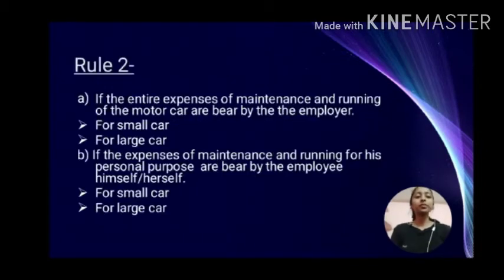The next rule, rule number 2, is if the car is owned or hired by the employer and used by the employee partly for private purpose and partly for his office purpose, then this case will be considered under these two subcases. First one is if the entire expenses of the maintenance and the running of the motor car are borne by the employer. For the small car, 1500 will be provided per month to the employee, and for the large car 2500 will be provided to the employee per month.